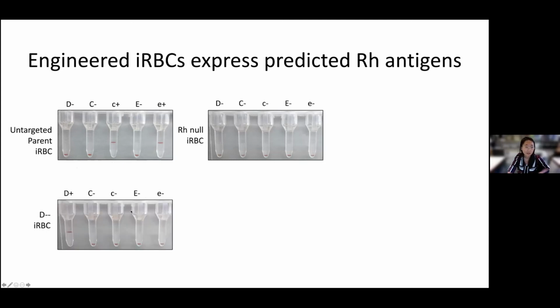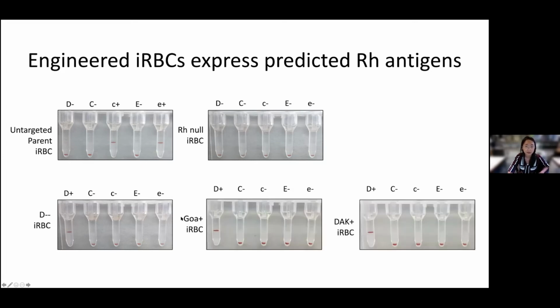And then again, with the D-, we see positive typing with anti-D monoclonal typing reagent, but no agglutination with any of the anti-RHCE antibodies, exactly as we would expect. And then similarly with the GOA positive and the DAC positive, because they're RHD variants, we only see anti-D typing and no agglutination against any of the RHCE antigens.